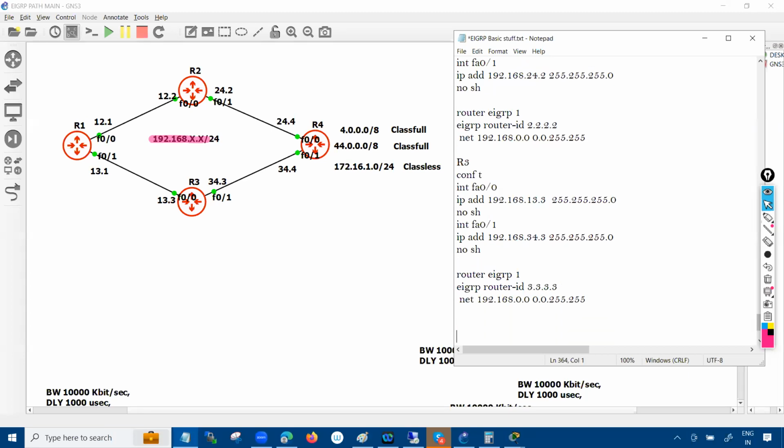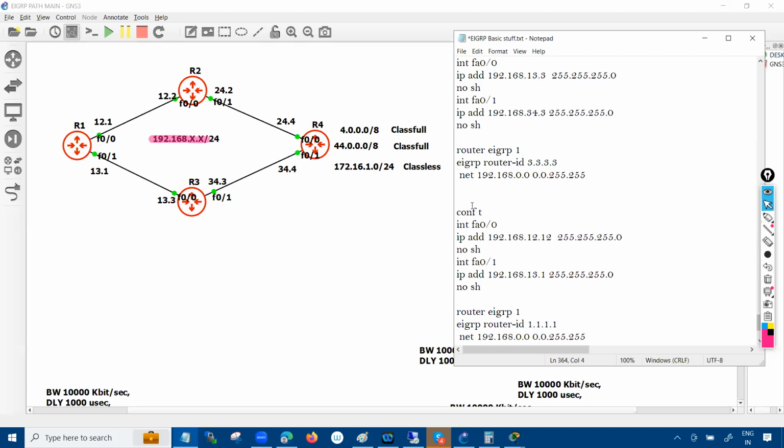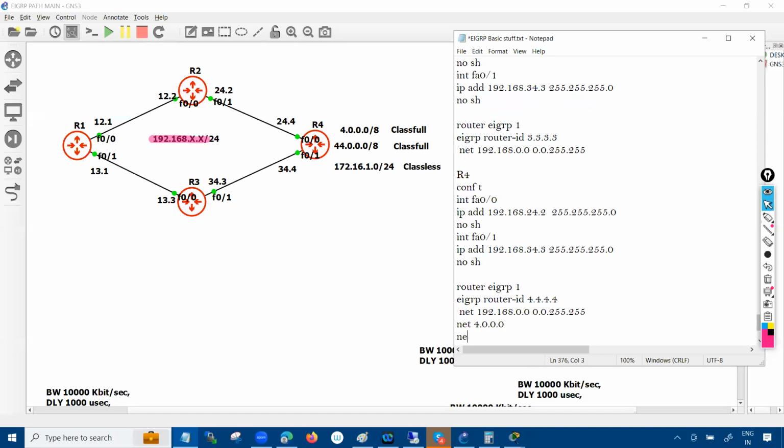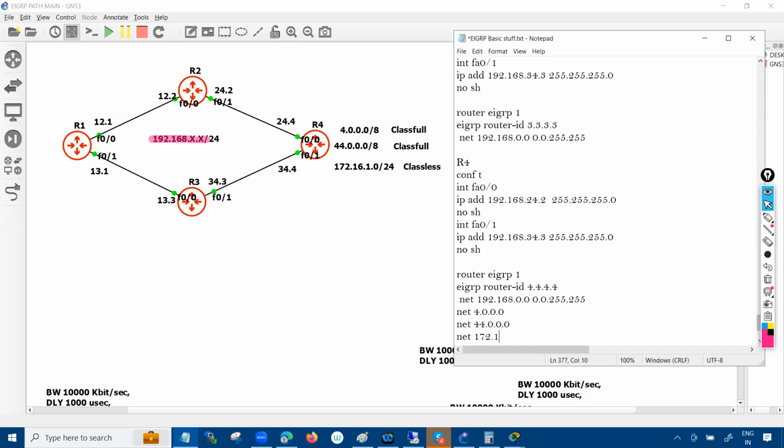And last, we have router 4. On router 4, we need to add a few more commands. Apart from the IP addresses, 24.4 and 34.4, the router ID should be 4.4.4.4. And here we go with the network 4.0.0.0, network 44.0.0.0, right? And I have another network, 172.16.1.0, and I can define the wildcard bits.